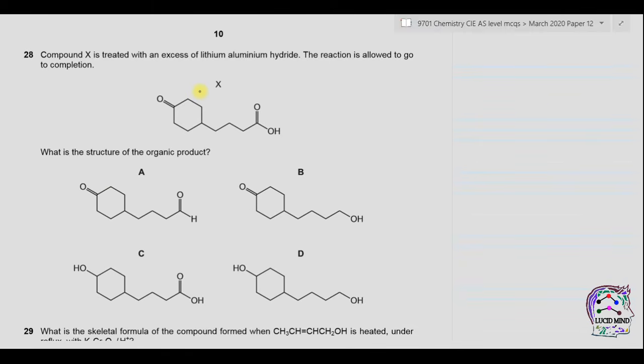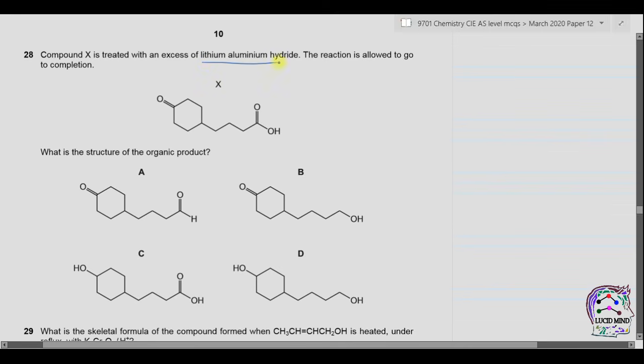Question number 28. Compound X is treated with an excess of lithium aluminum hydride. The reaction is allowed to go to completion. What is the structure of the organic product formed? What is lithium aluminum hydride? It is LiAlH4 and it is a powerful reducing agent.